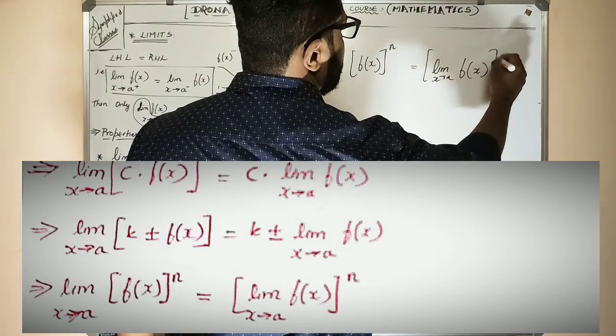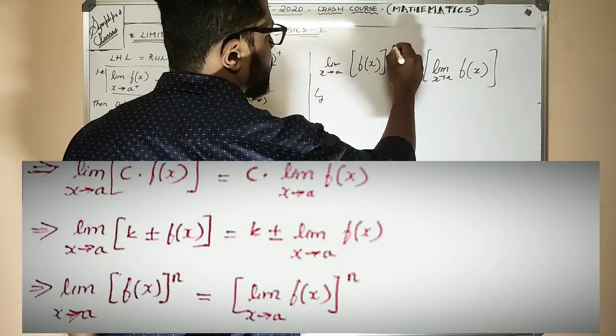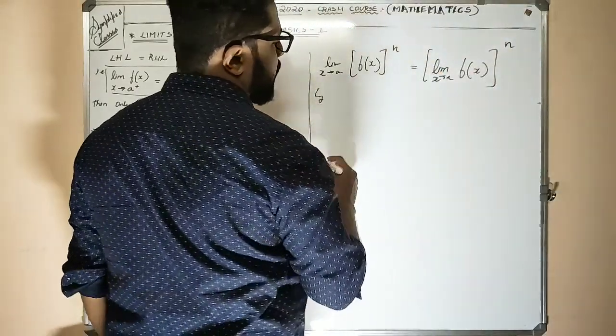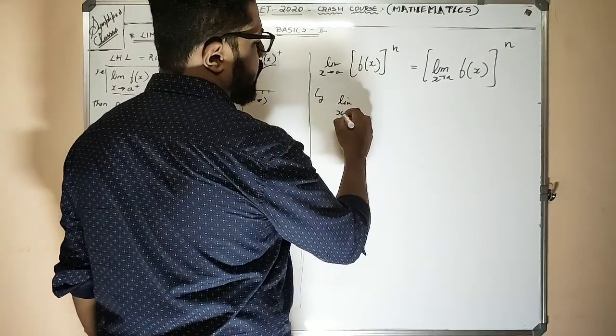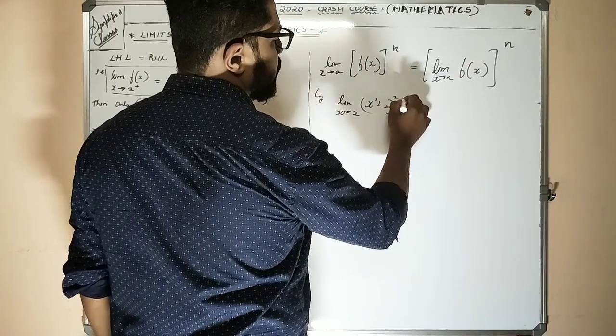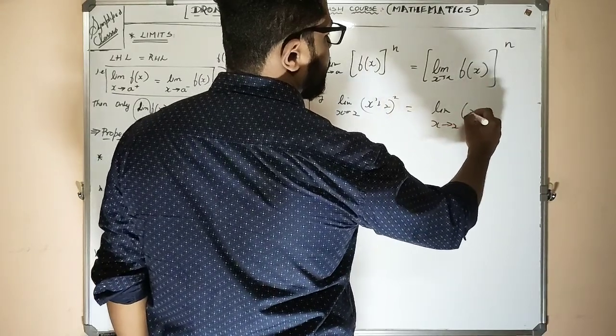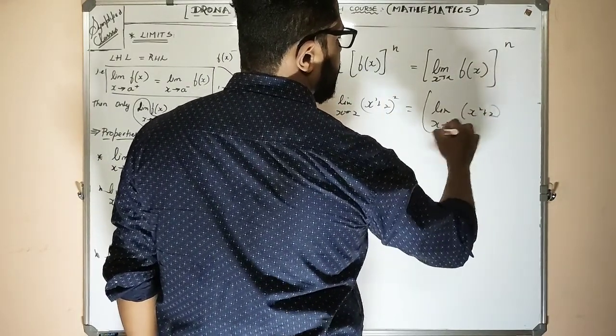Suppose you can imagine it was a square like this. I'll give an example. This is n and this can be whole square. It's something like this. If you have a question something like this, x square plus 2 the whole square. So this can be written as limit x tending to 2, x square plus 2 the whole square.